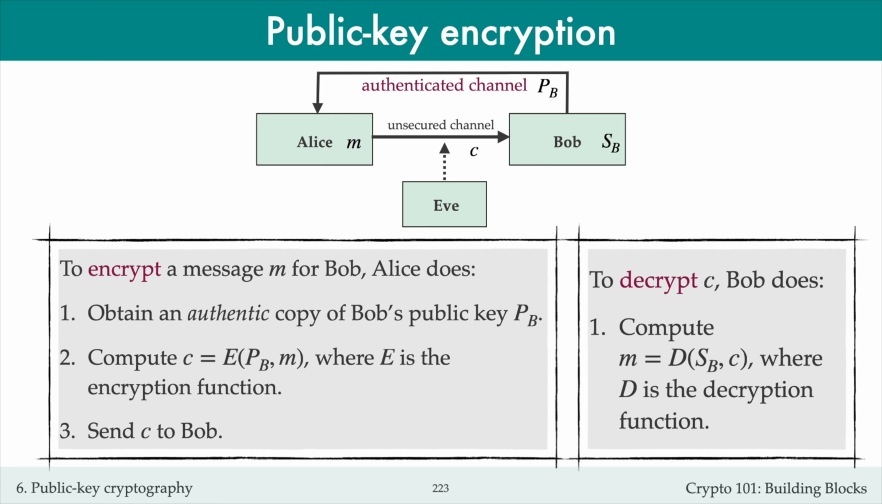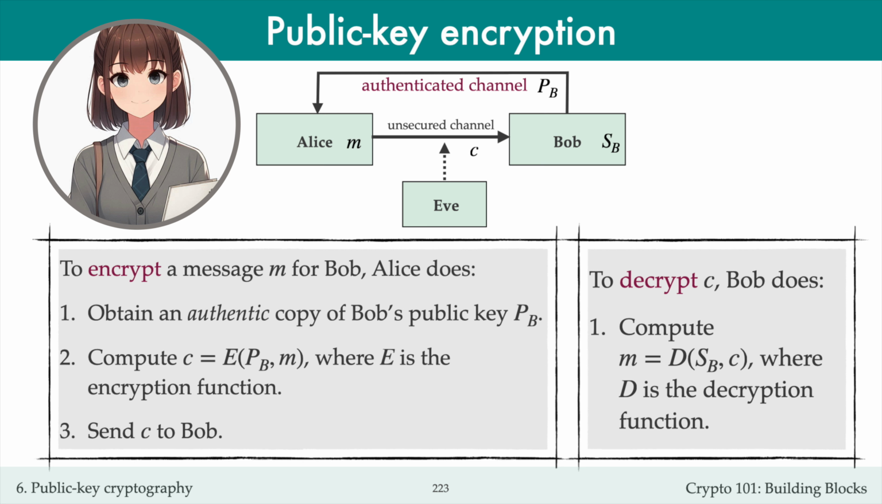Note that it's very important that Alice be assured that she actually has Bob's public key PB. If Alice had Chris's public key and mistakenly thinks that it's Bob's public key, then Alice would encrypt the message using Chris's public key. And so Chris, and not Bob, would be able to decrypt the corresponding ciphertext. Hence, Alice's confidentiality would be broken.